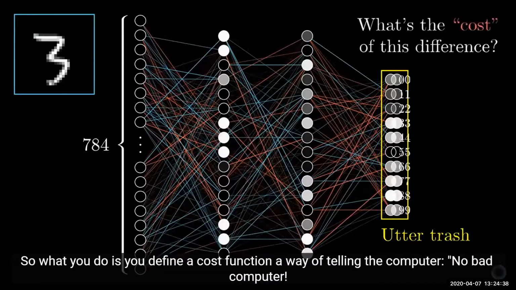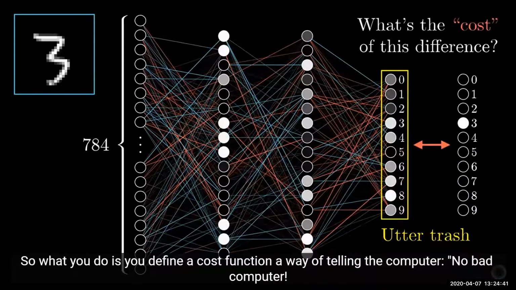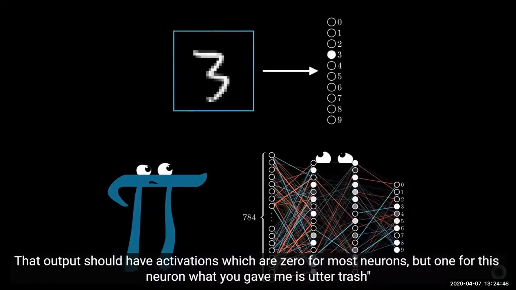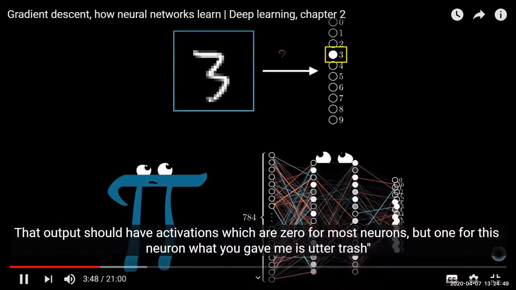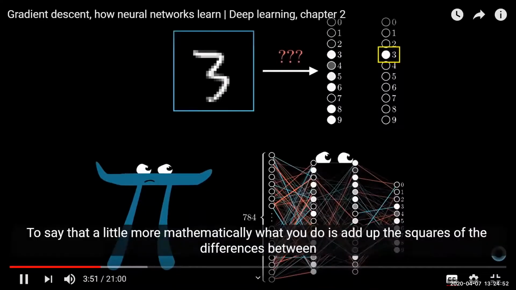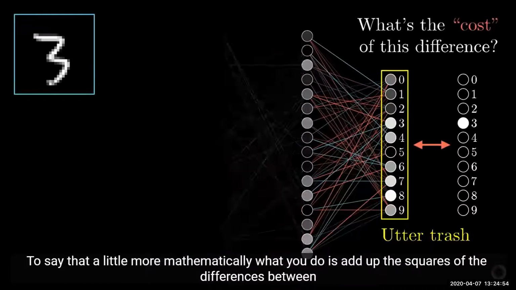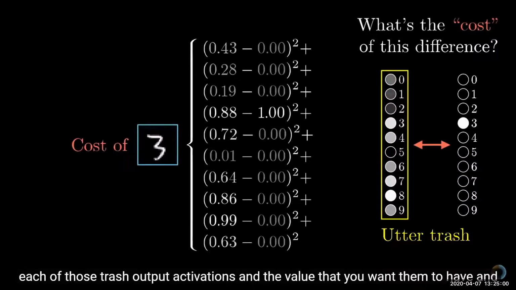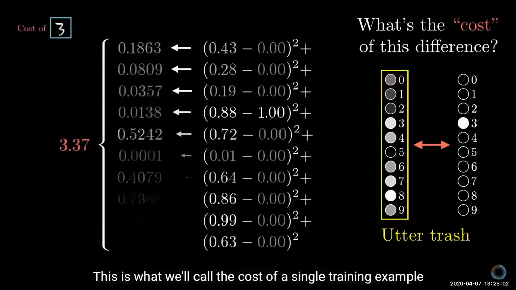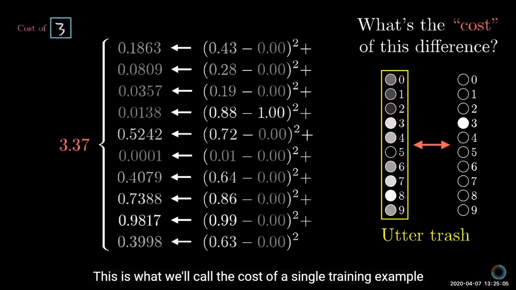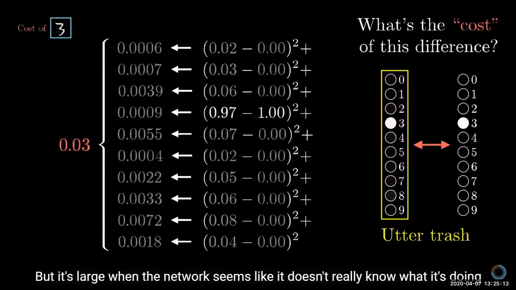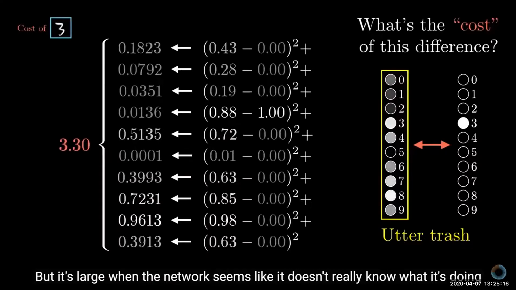So what you do is you define a cost function, a way of telling the computer, no, bad computer. That output should have activations which are 0 for most neurons, but 1 for this neuron. What you gave me is utter trash. To say that a little more mathematically, what you do is add up the squares of the differences between each of those trash output activations and the value that you want them to have. And this is what we'll call the cost of a single training example. Notice, this sum is small when the network confidently classifies the image correctly, but it's large when the network seems like it doesn't really know what it's doing.